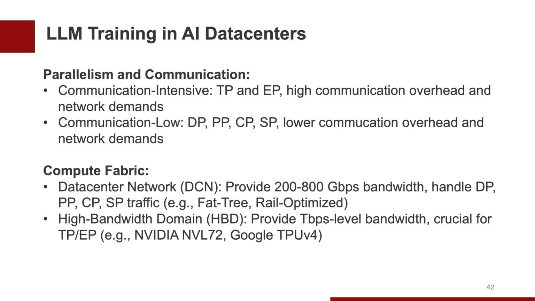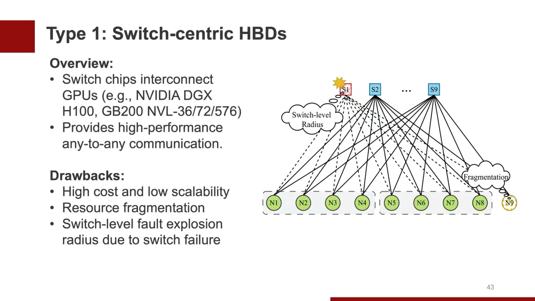And then we have the high bandwidth domain, which we call the HBD. This can provide TP-level bandwidth, which is crucial for TP and EP, with typical fabrics including NVIDIA NVL72 and Google TPU v4. But let me first introduce the existing HBD designs, which we categorize into three types. The first type is the switch-centric HBD design.